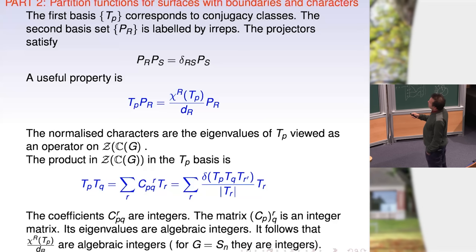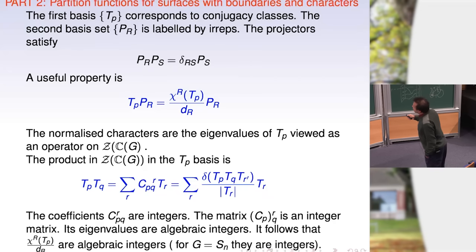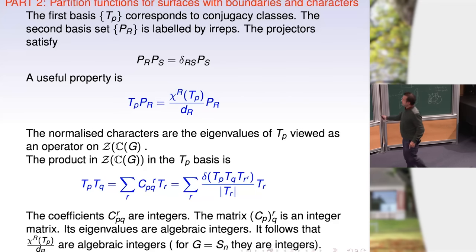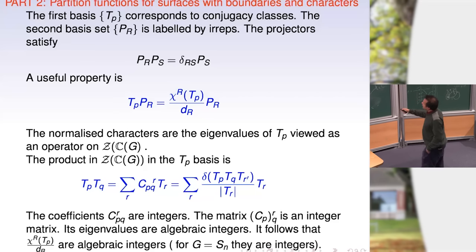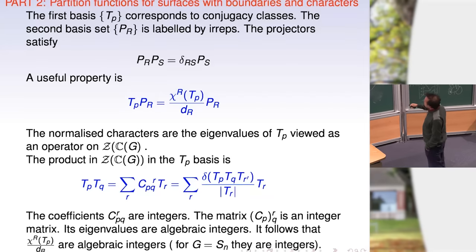And what is going on is multiplication in the center of the group algebra. If you multiply in this conjugacy class basis, you get T_P T_Q = C_PQ^R, some structure constants of this center in this conjugacy class basis. And these structure constants are integers. That's also important. So the operation of multiplication by T_P has these matrix elements. The eigenvalues of this matrix, once you know the eigenvectors, you know. Think of this as a matrix C_P with matrix elements QR; the eigenvalues of this are these normalized characters.